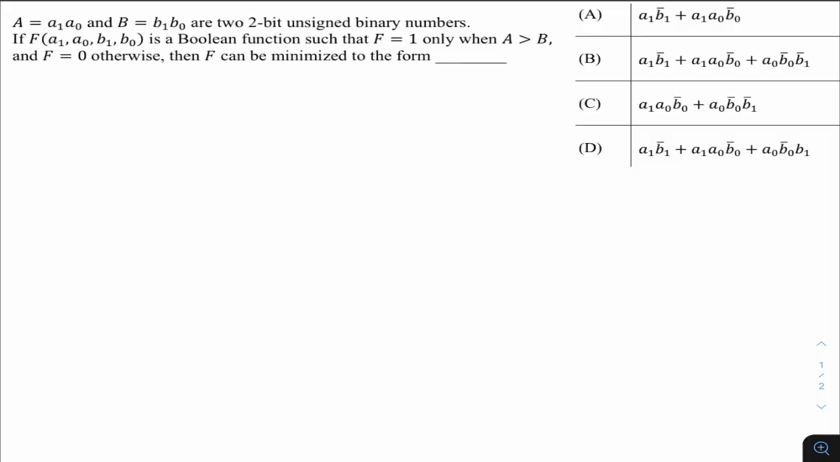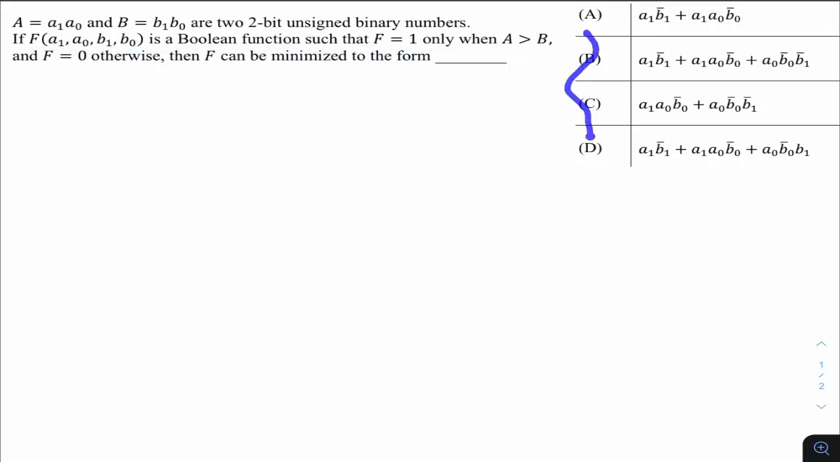This question was asked in GATE 2022 Instrumentation. It is from digital subjects, from the combinational circuit topic, based on the magnitude comparator concept. The question is: A equals A1 A0 and B equals B1 B0 are 2-bit unsigned binary numbers. If f, a function of A1 A0 B1 B0, is a Boolean function such that f equals 1 only when A is greater than B and f equals 0 otherwise, then f can be minimized to the form.